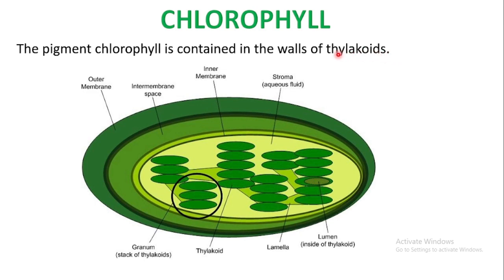Now, this is very, very important. Where is chlorophyll found? In the walls of thylakoid. So, whenever it is asked in the exams, especially for ICSE class 10, you have to write it is present in the walls of thylakoids in chloroplasts. You can see here I have made a circle to show you that this is a granum. One thylakoid. In the walls of the thylakoid, the chlorophyll is present.